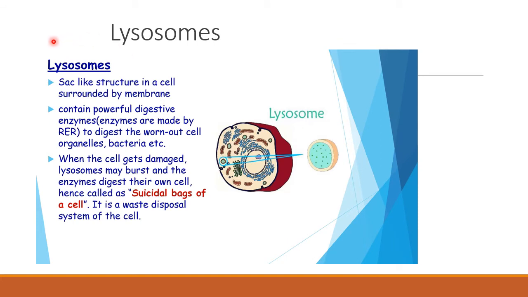Children, in the first slide, I told you that we'll be learning about lysosomes. So as you can see in the picture, this green color structure represents what? This is the lysosome. So lysosomes are what? It is also a membrane bound organelle, which are spherical sac-like structures, and they're filled with digestive enzymes, and these enzymes are produced by whom? By the rough endoplasmic reticulum.